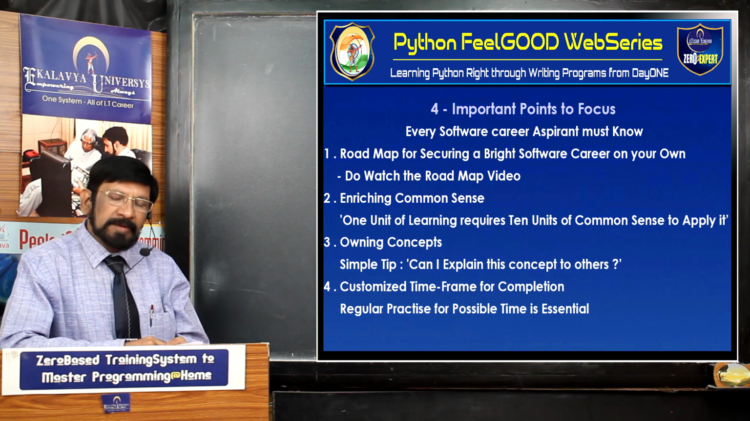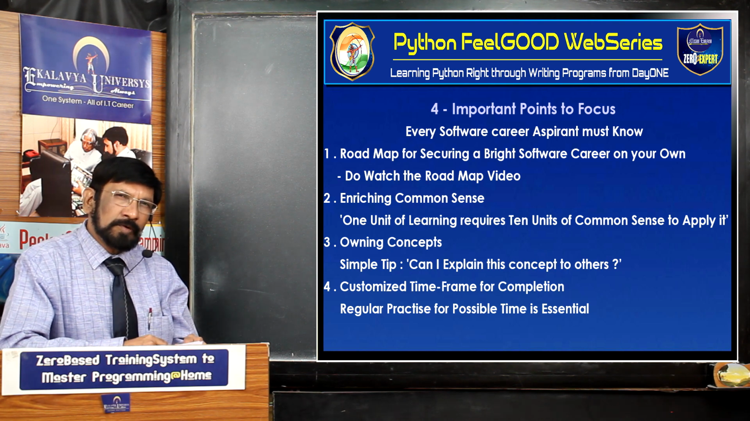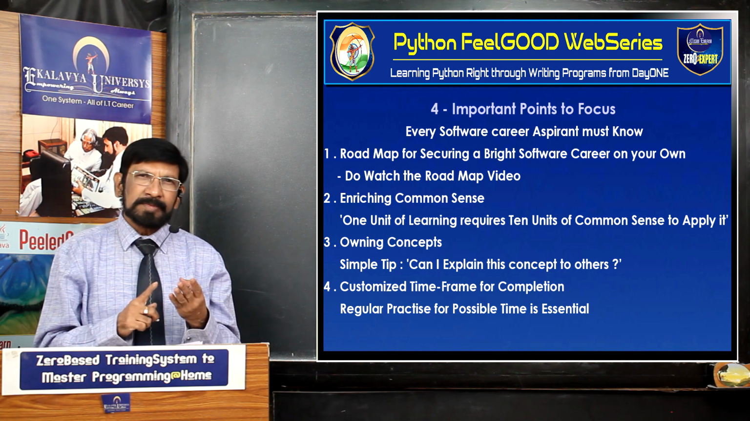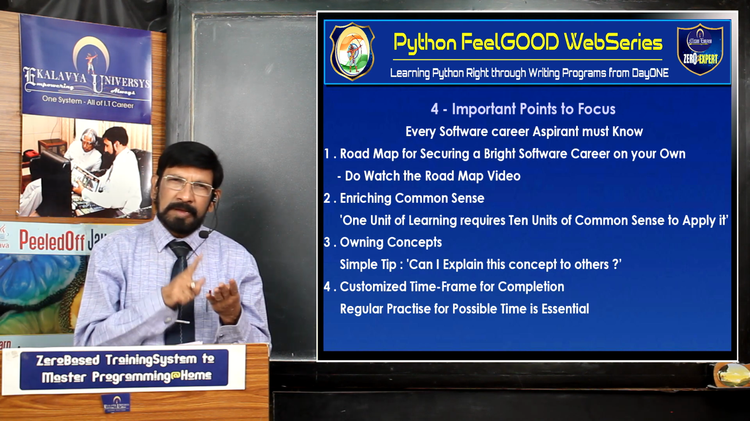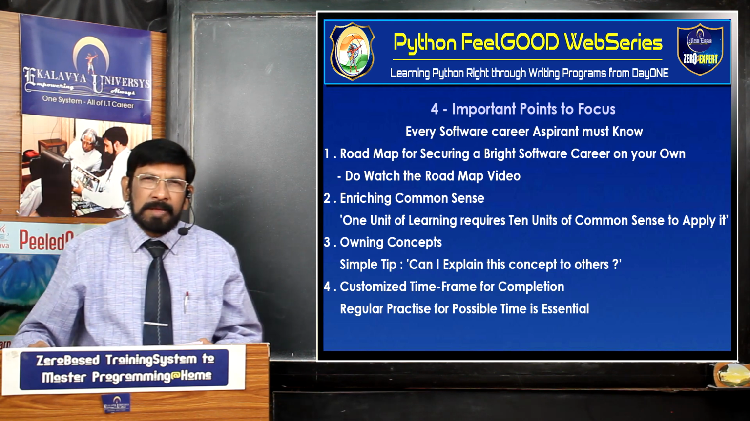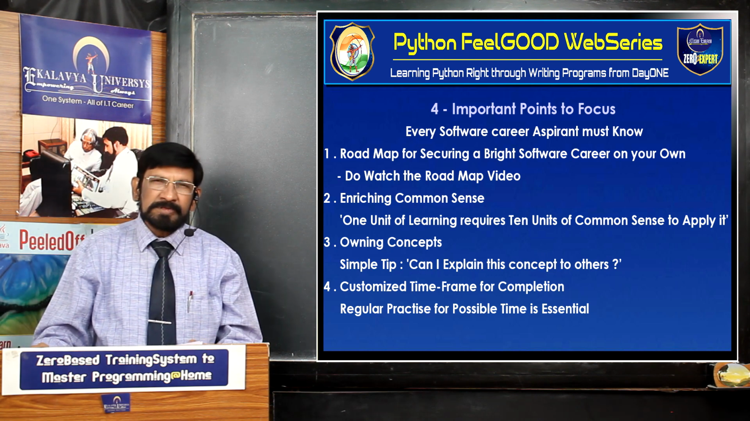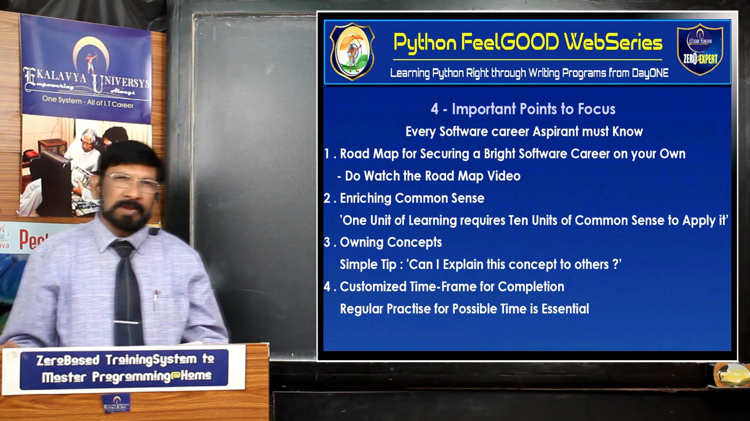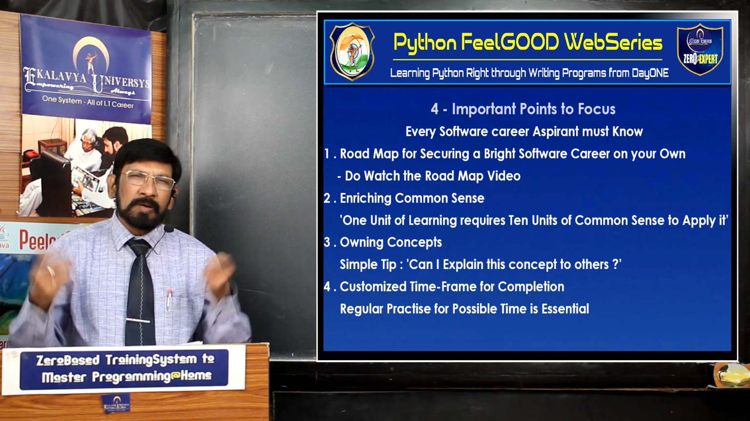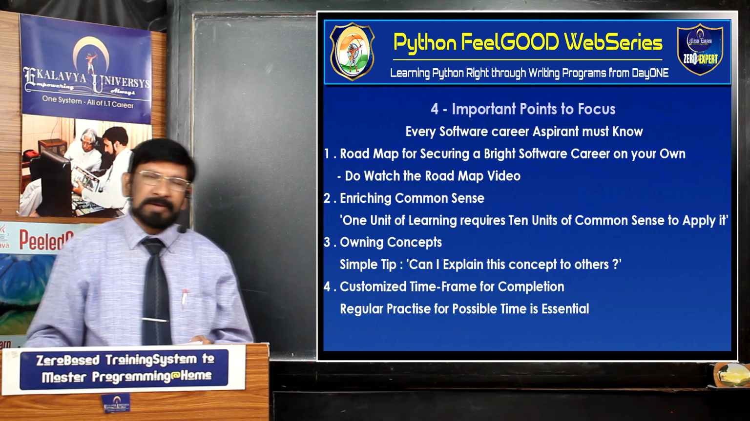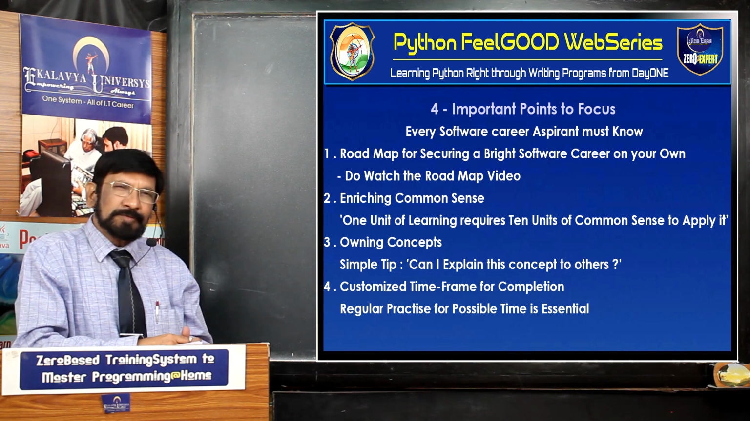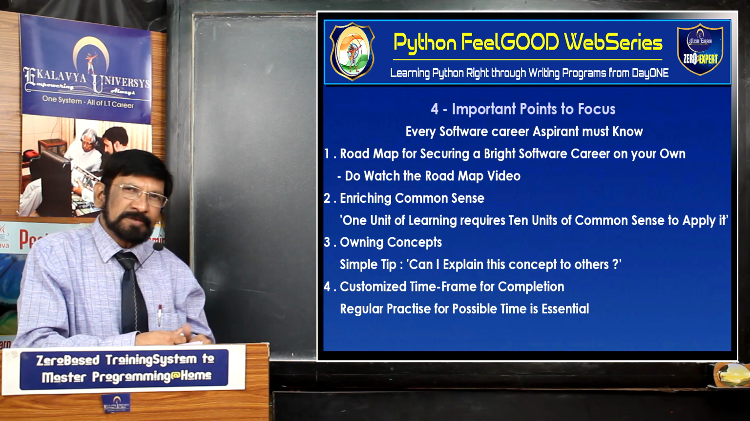The second one is enriching common sense. In that video, I told you one thing. If you want to evolve as a programmer, you must have 3 C's, 3 attributes. The first one is computer, the second one is common sense, the third one is commitment. Without computer, commitment, and common sense, you can never evolve as a professional programmer. That point you have to understand. Here, many people do not know how to enrich common sense. As part of my training session, I will explain to you how to enrich our common sense.